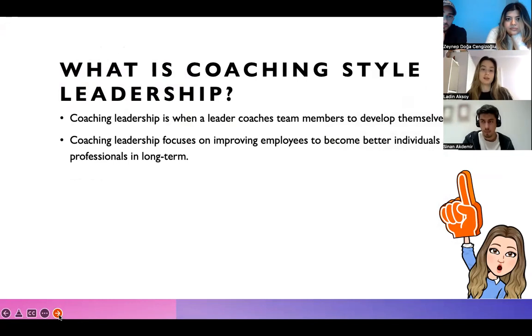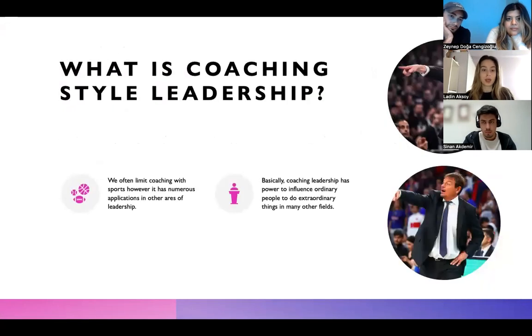Coaching style leadership focuses on improving employees to become better individuals and professionals in the long term. We often limit coaching to sports, however, it has numerous applications in other areas of leadership. Basically, coaching leadership has the power to influence ordinary people to do extraordinary things in many other fields.